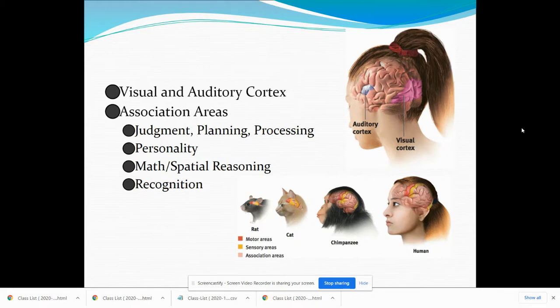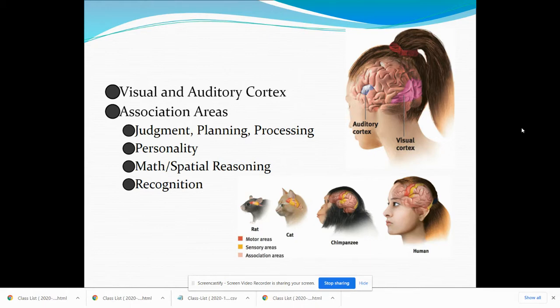Directly above our ears is the auditory cortex. The auditory cortex is most well known for our ability to hear. So very similar to the visual cortex, when we receive signals from our ears, it goes to our thalamus, and then the thalamus sends it to the auditory cortex where we experience hearing.